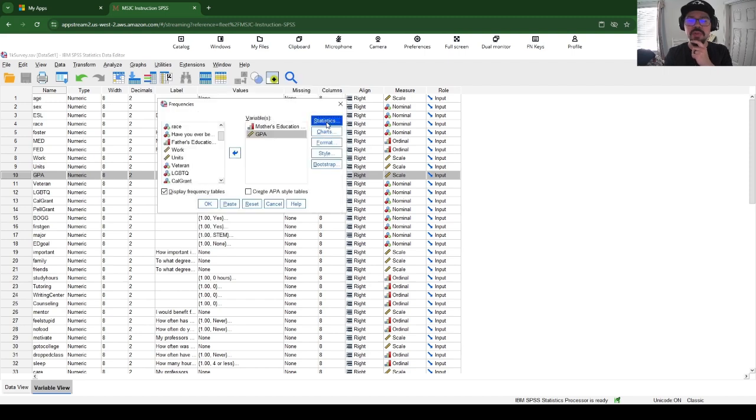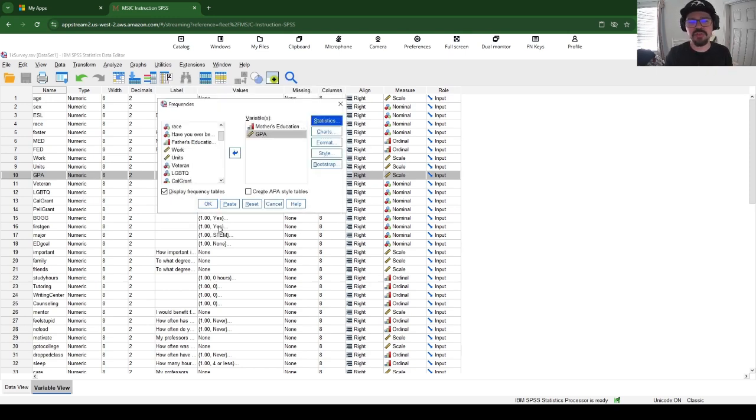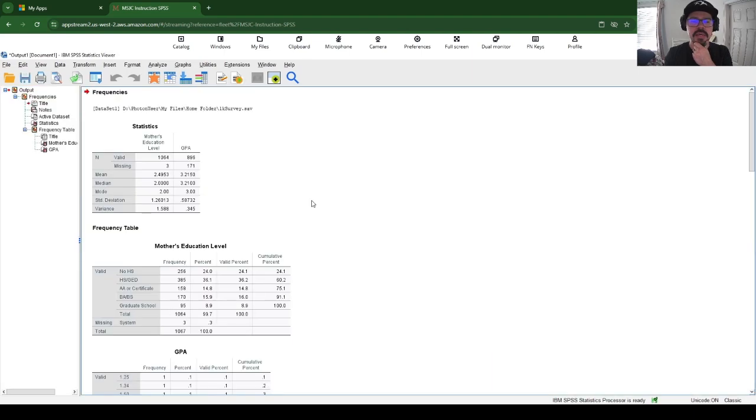And so those are found within this statistics button. You select mean, median, and mode. Under this dispersion area, select standard deviation and variance. I'm wanting you to include all of this data in your frequency distributions. We're not going to produce any charts with this, and we can leave the remainder of these buttons as default, whatever they are. We'll click OK. And this is SPSS's output table for running a frequency on those two variables.